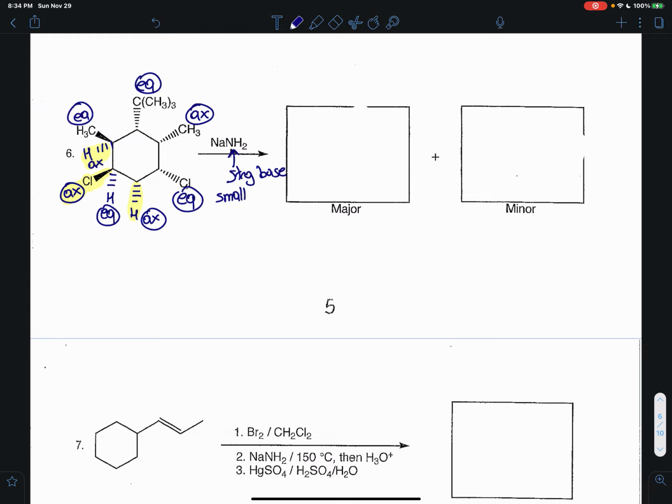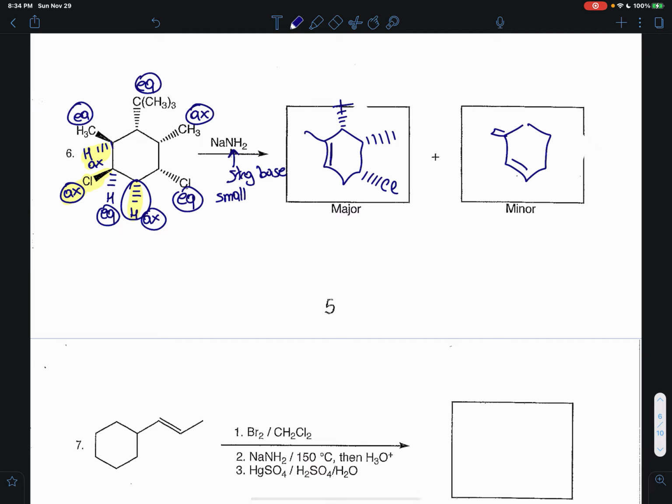So to form the more substituted alkene, we have a CH3 right here, a CH3 right here, we have a Cl right here, and that's going to be my more substituted alkene. Remember, the reason why my more substituted alkene is the more stable, the major product, is because it's a small, strong base. Now for my minor, it's going to be the less substituted alkene. So that would be this one, the double bond here, right? I got rid of this hydrogen this time.